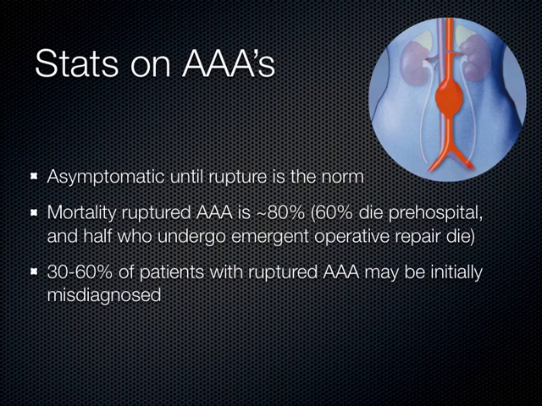And once they rupture, the mortality is incredibly high. Like 80% of the people die right there. 60% die even before they get to the hospital, like in the ambulance or when they're waiting for the ambulance to get there. It's pretty bad. So if we can not misdiagnose these things as clinicians, we're really helping out these patients, okay?